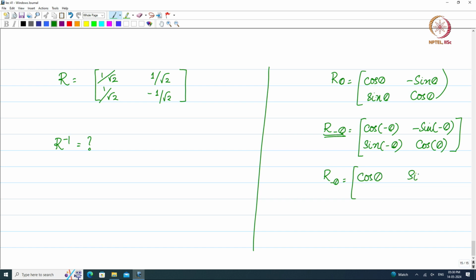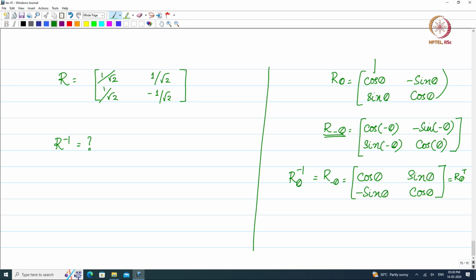cos theta, sin theta, minus sin theta, cos theta. So R minus theta is nothing but R theta inverse, and that is exactly equal to R theta transpose, right. It is equal to R theta transpose.